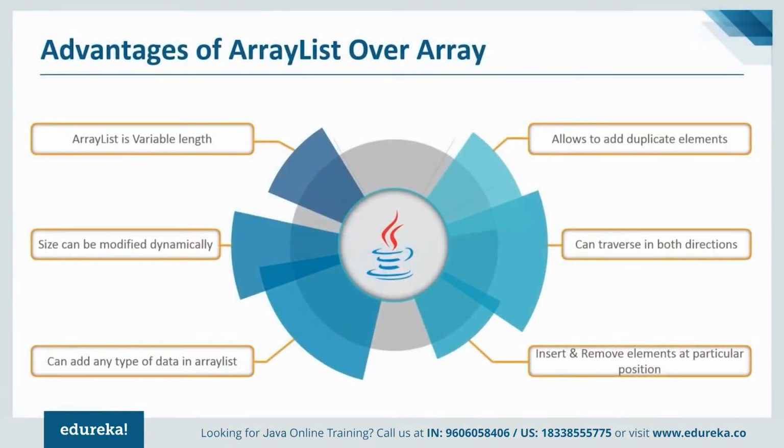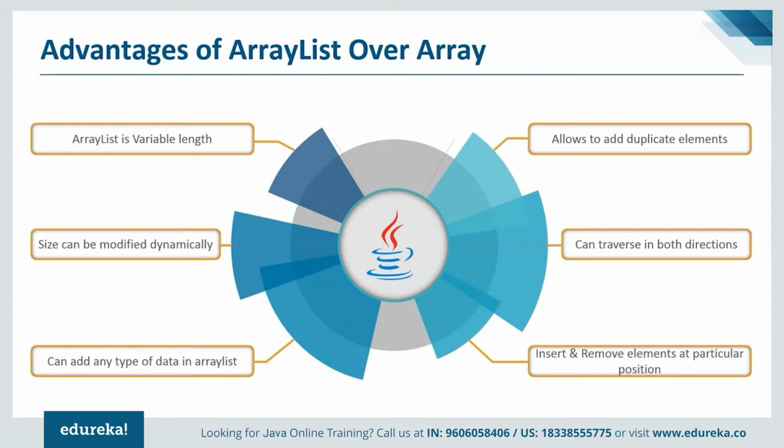Now, let's jump into the last topic of today's discussion, that is, advantages of array list over array. First, array list is variable length. Arrays are of fixed length. You cannot change the size of the array once it is created. But array list is variable length, that is, it can grow and shrink dynamically. Next, the size can be modified dynamically. When you add elements into an array list, the size will be increased, and if you remove the elements, the size will automatically decrease.